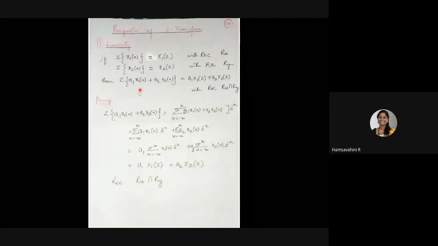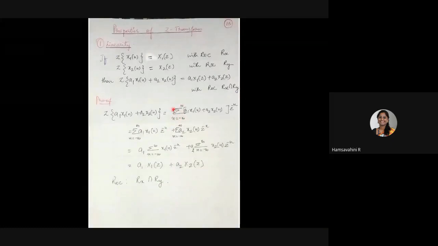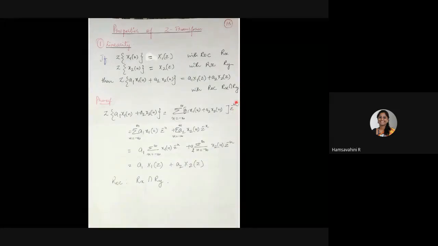So the Z transform of A1 x1 of n plus A2 x2 of n is given by the summation from n equal to minus infinity to plus infinity. We know the expression, right? X of z is equal to summation x of n z power minus n. So in this case, in place of x of n, we have A1 x1 of n plus A2 x2 of n into z power minus n. Now we'll simplify this summation.